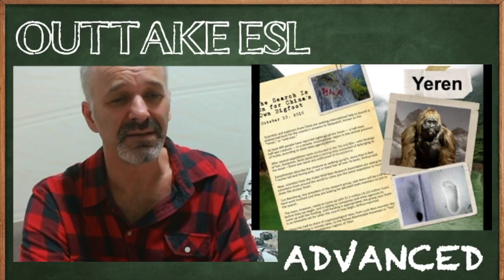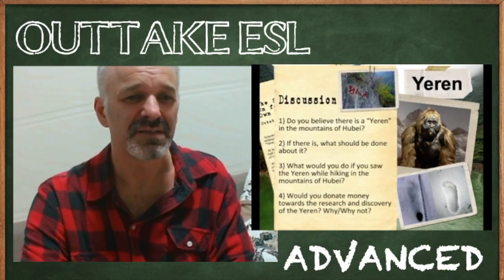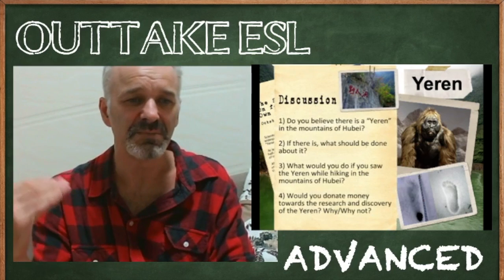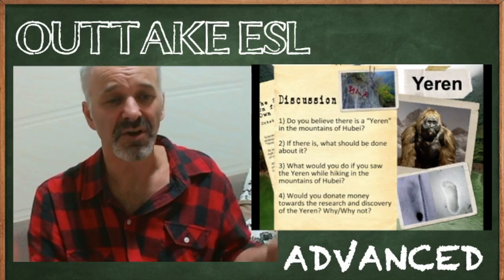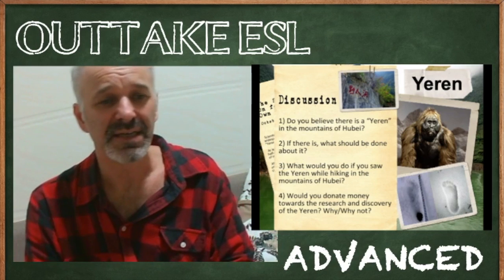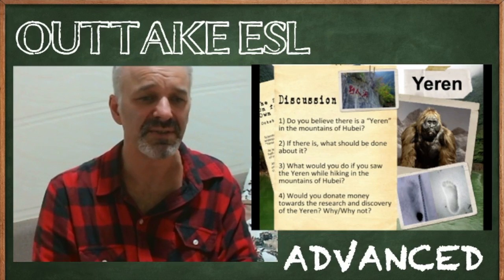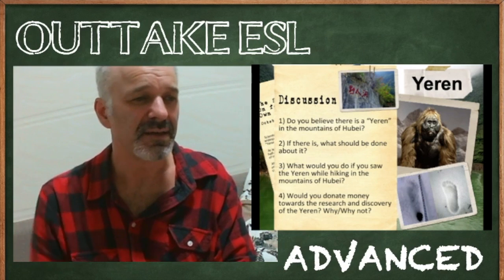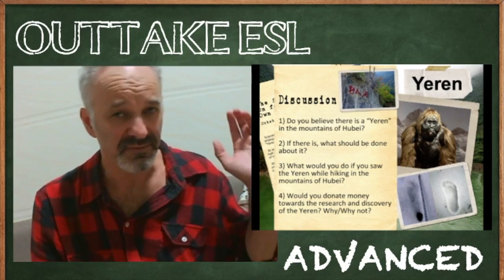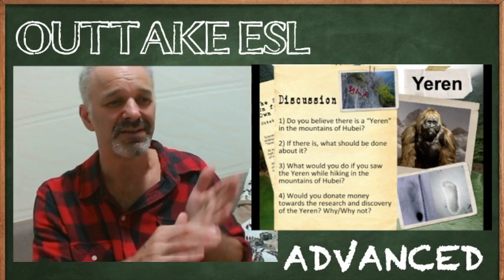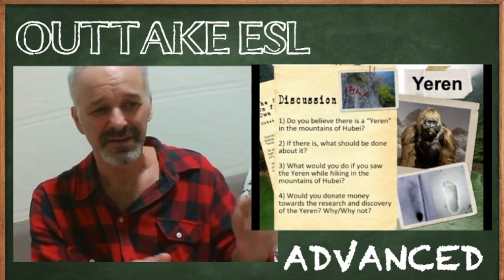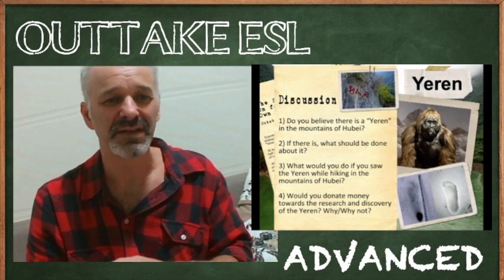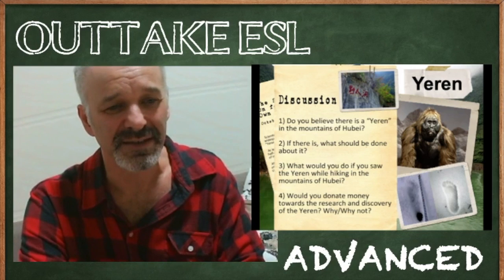Anybody out there? Quick little discussion. Do you believe there is a Yeren in the mountains of Hubei? If there is, what should be done about it? What would you do if you saw the Yeren while hiking in the mountains of Hubei? And would you donate money towards the research and discovery of the Yeren? Why or why not? And here's kind of a fun thing these days: do your GoFundMe account or your Patreon account. If you want to donate, you can go around with a hat. If you'd like to donate, I'd love to go out there and find this thing.